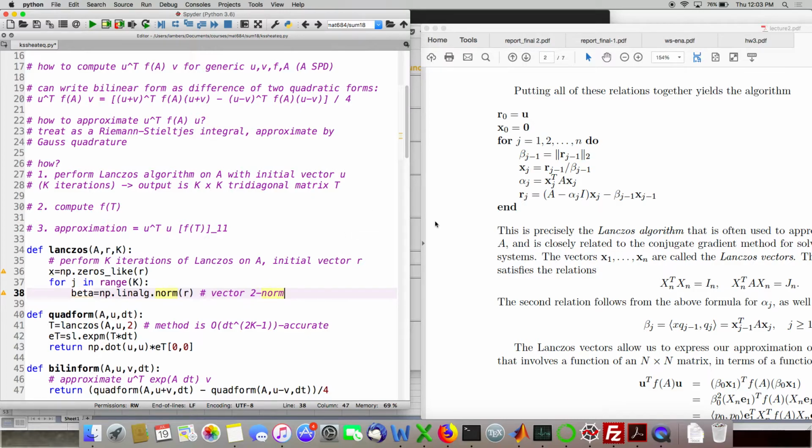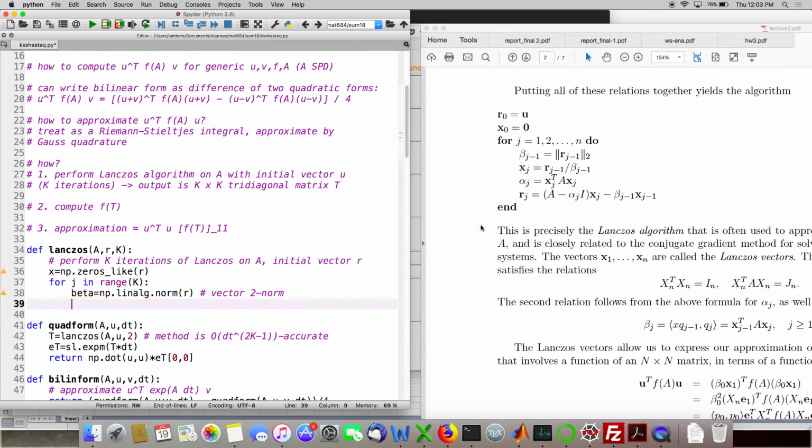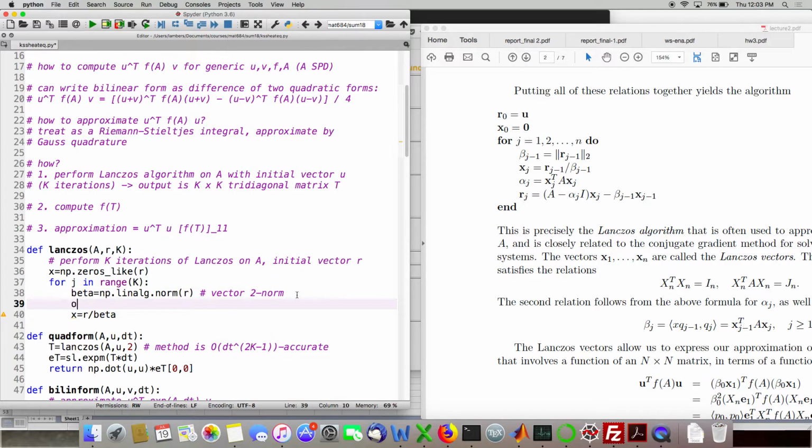And then I need to keep track. Notice here I have xj and xj minus 1. So I have 2 x's to keep track of. In other words, I need to keep track of the current x and the previous x. Now here in the algorithm, it calls for computing x. So if I do that, x is equal to r over beta. But before I do this, I need to keep track of a previous x. So I'm going to save it. Old x equals x.